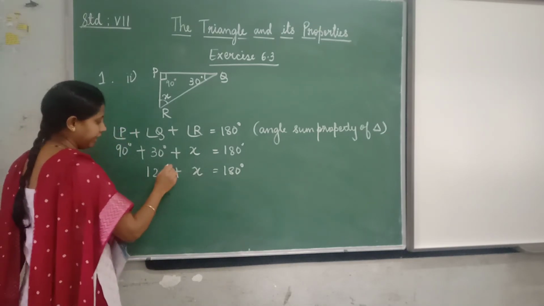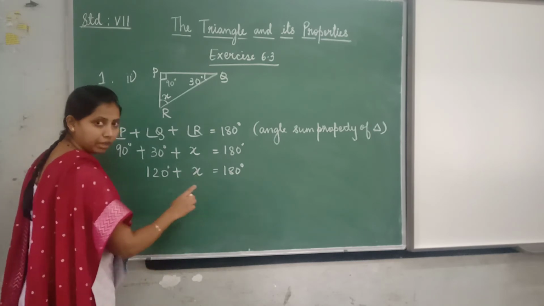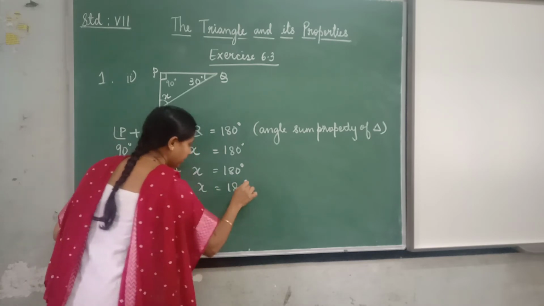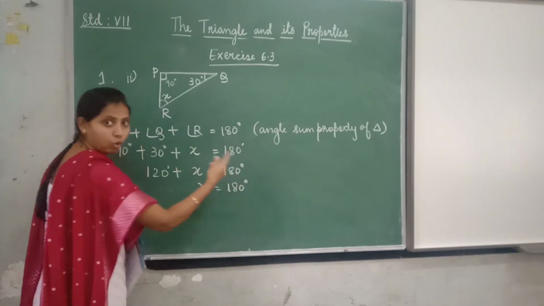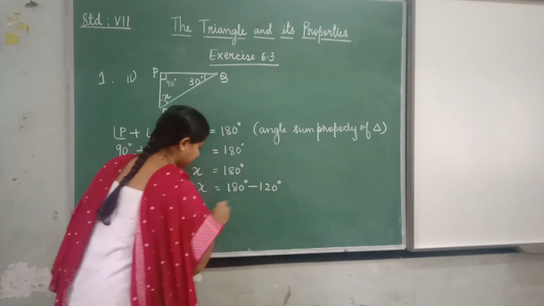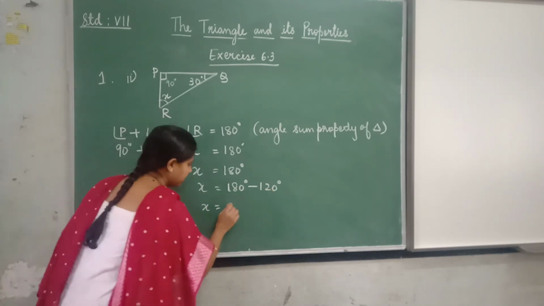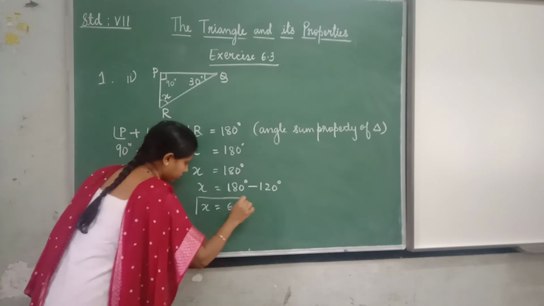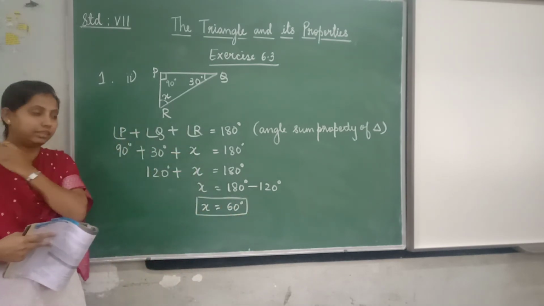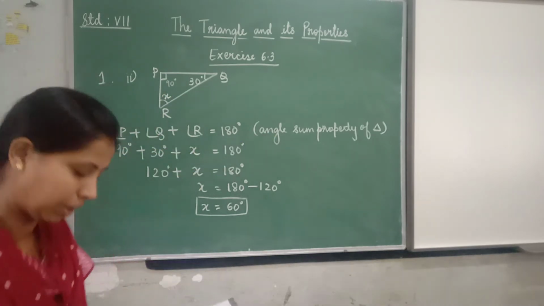Now 120 degrees I will take on the right hand side, and x I will keep on the left hand side. x is equal to 180 degrees, and 120 degrees goes to the other side. If it goes, the sign will change. Here it is plus, on the other side it will become minus. So x is equal to 180 degrees minus 120 degrees, that is 60 degrees. Okay, so the value of x is 60 degrees. In this way you have to find the value of x using the angle sum property. Okay, so let's see one more example.